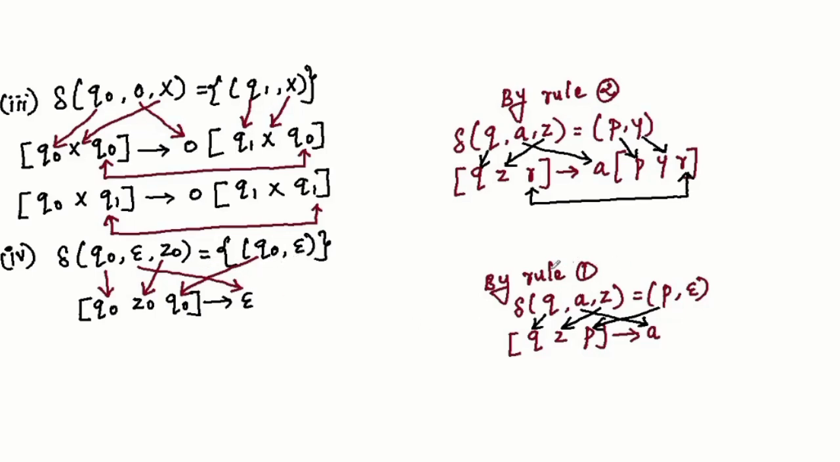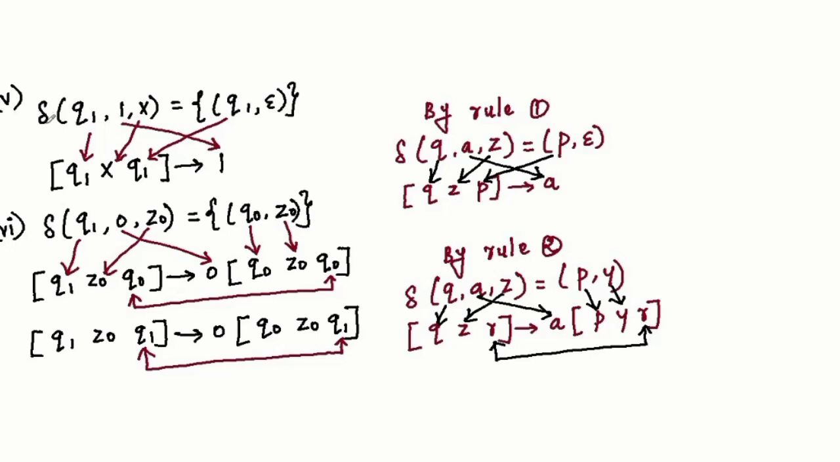By applying the first rule, del of Q A Z equal to P comma epsilon, the CFG production is going to be Q Z P tends to A. In this format, we derive Q0 Z0 Q0 tends to epsilon.